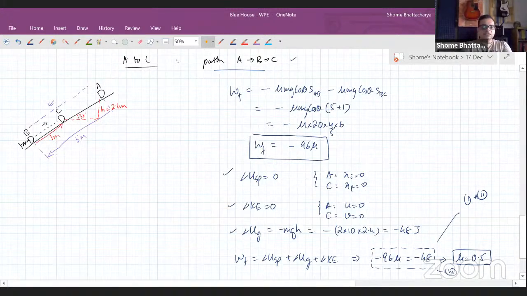But as I said, this one will directly give you mu, but to calculate the value of k, you still have to use one of the other two equations, either A to B or B to C.